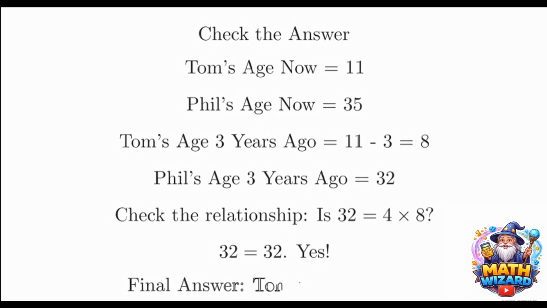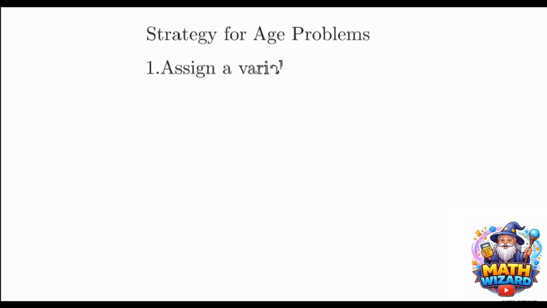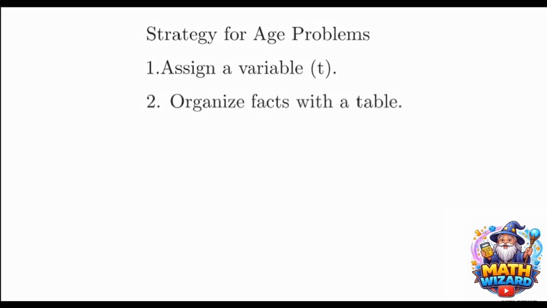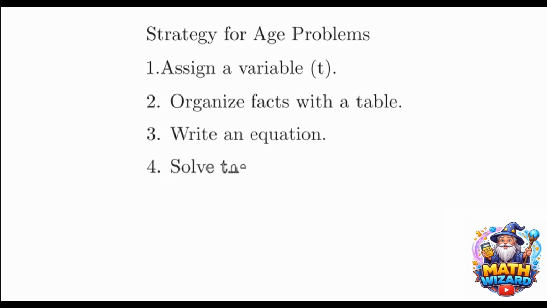We have successfully translated the word problem into an equation, solved the equation, and verified our answer. Let's quickly review the strategy we used to solve this age word problem. First, we assigned a variable to the unknown. Second, we organized our facts with a table to show ages at different points in time. Third, we translated the relationship from the problem into an algebraic equation. And finally, we solved that equation to find our answer. This 4-step strategy is very reliable. If you can master these steps, you can solve many different kinds of word problems.